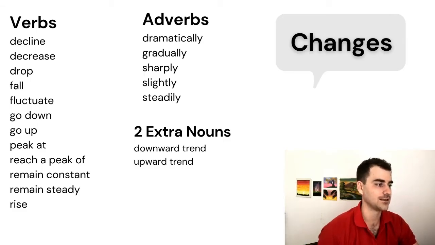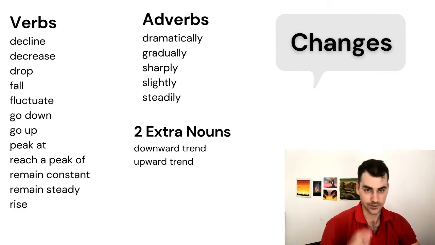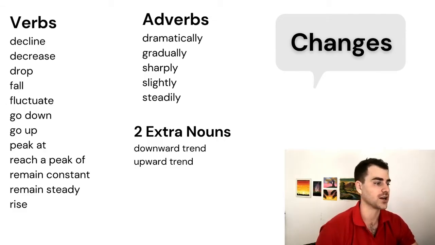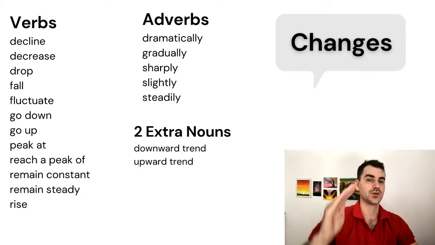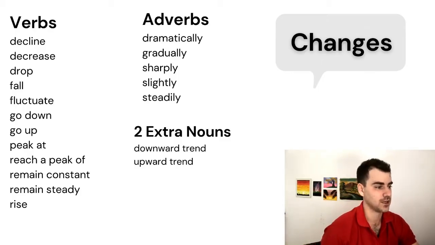Slightly and steadily. Well, slightly is just a little bit. So if the price of oil just decreased a little bit, we can say that the price of oil went down slightly. And steadily is kind of like gradually. It's been going up or down at a steady pace, okay? Remain steady.